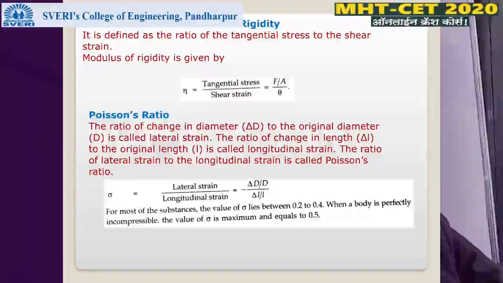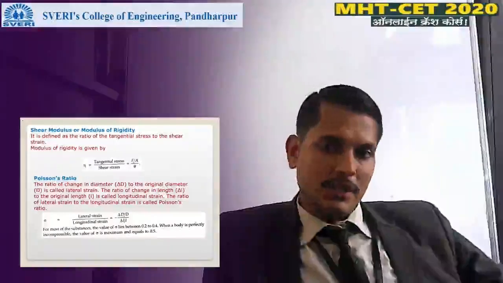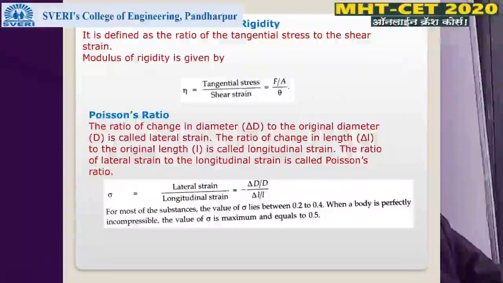Then we add a few points, that is Poisson's ratio. The ratio of change in diameter, that is delta D, to the original diameter is called the lateral strain. The ratio of change in length to the original length is called the longitudinal strain. The ratio of lateral strain to the longitudinal strain is called the Poisson's ratio.